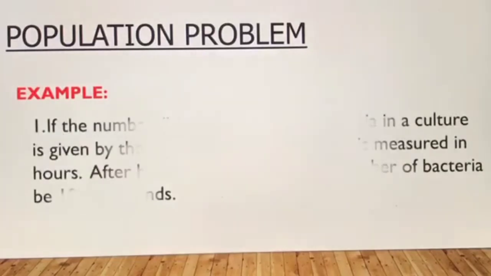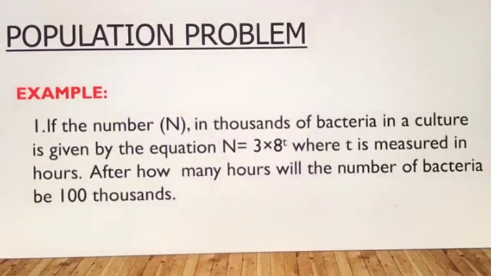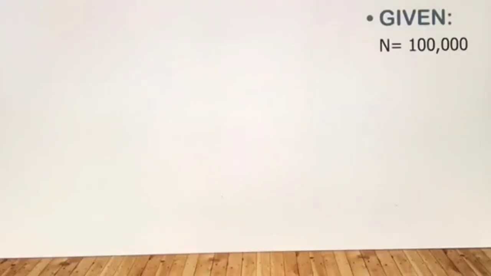Example. If the number n in thousands of bacteria in a culture is given by the equation n is equal to 3 times 8 raised to t, where t is measured in hours, after how many hours will the number of bacteria be 100,000? Our given, our n is equal to 100,000 and our time is missing.